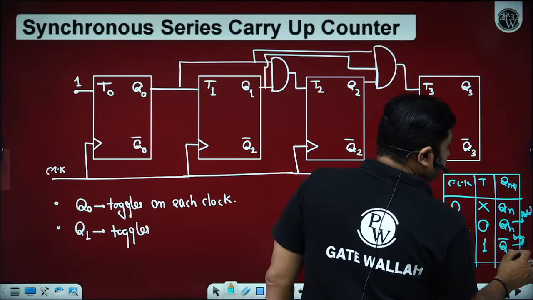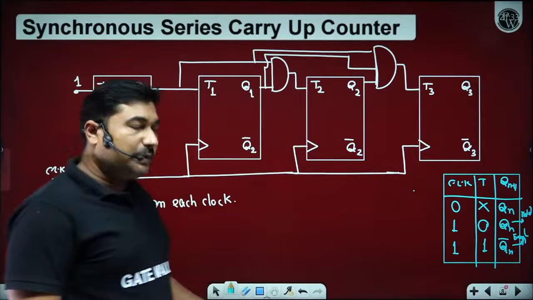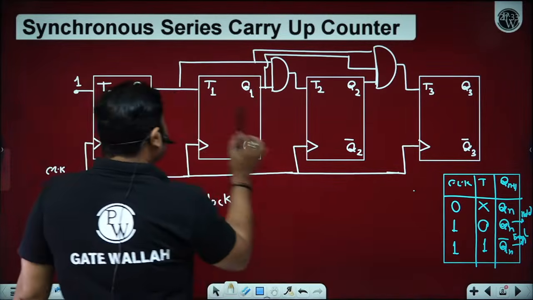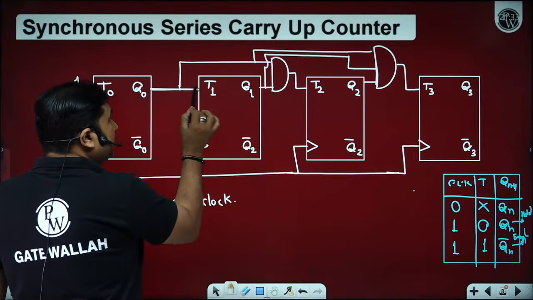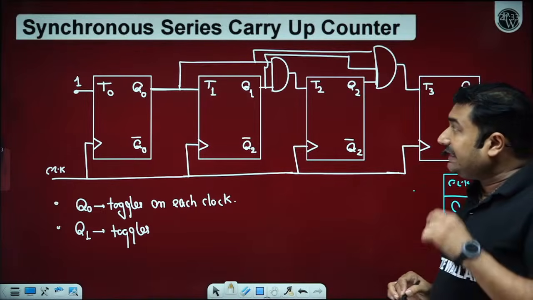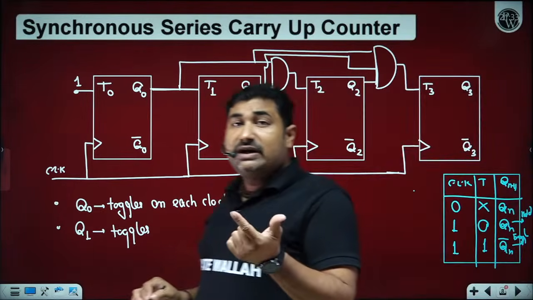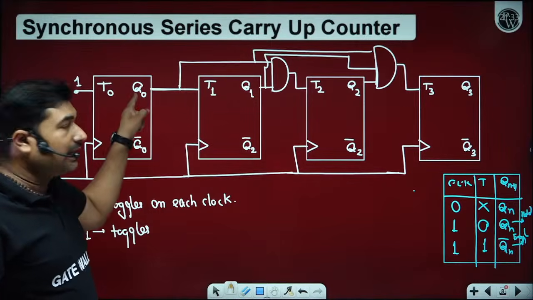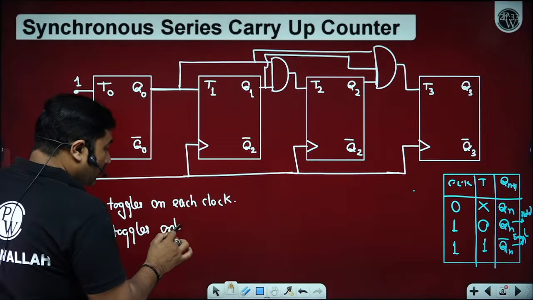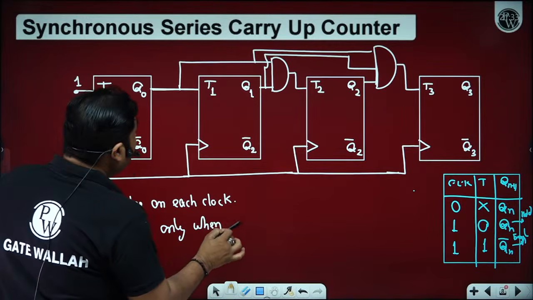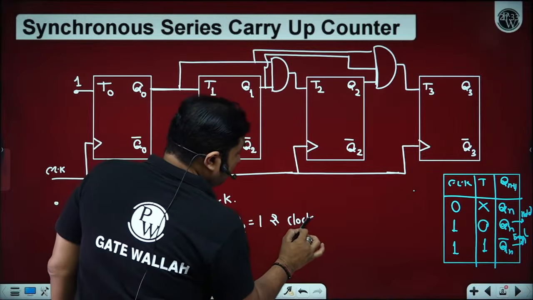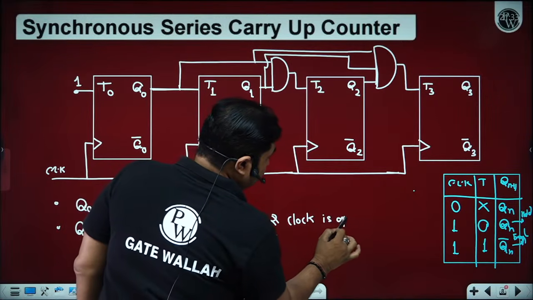Okay? Yes sir. Now please observe, since here we have Q0 as an input to T1, Q1 toggles only when T1 is 1. T1 is 1 means Q0 is 1 and a clock is applied. So Q1 toggles only when Q0 is 1 and clock is applied.